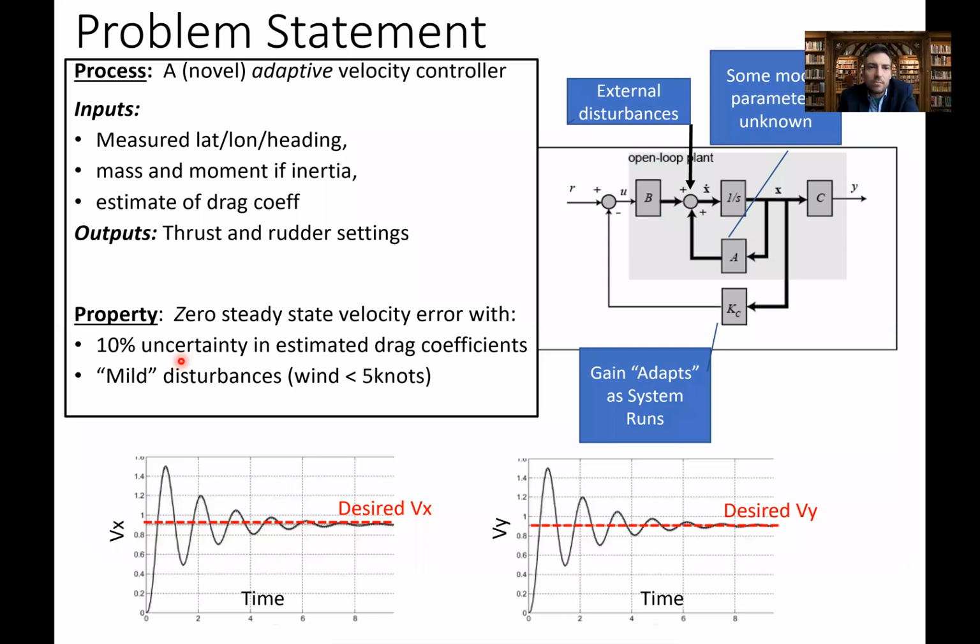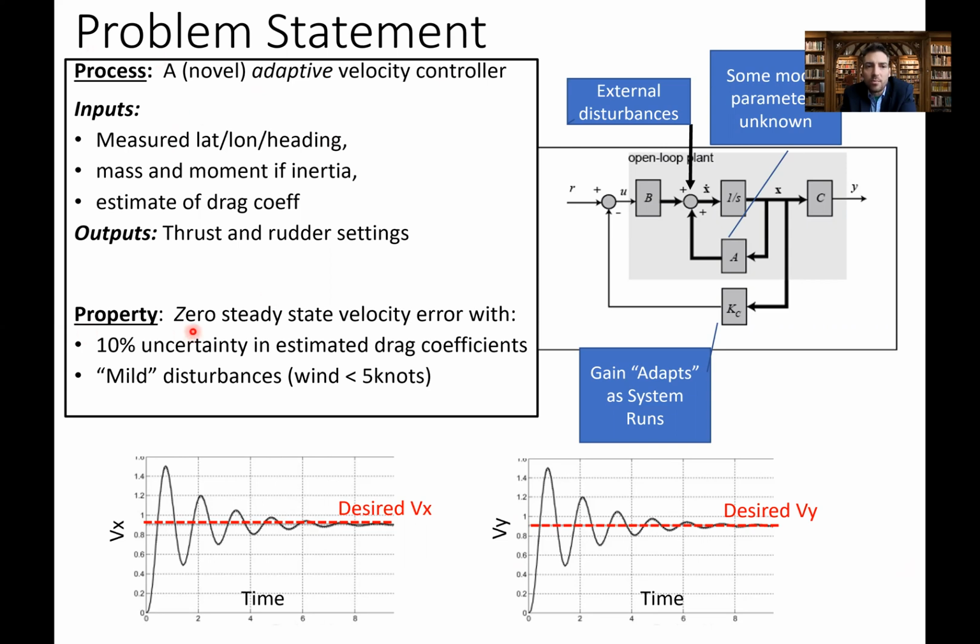Here, my problem statement lays out the process I intend to study, which in this case is a control law, as well as its inputs and outputs. Whether your process is a control law, a filter, an estimator, or an algorithm, it's good to spell out what the inputs and outputs are. Presumably, you want to study this process because you think there's something good or interesting about it. So that's where the property comes in.